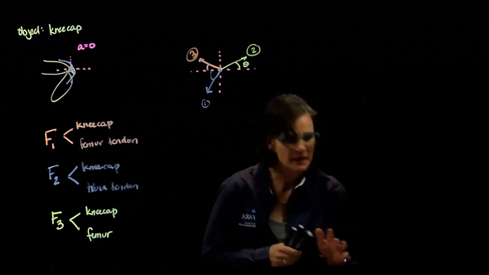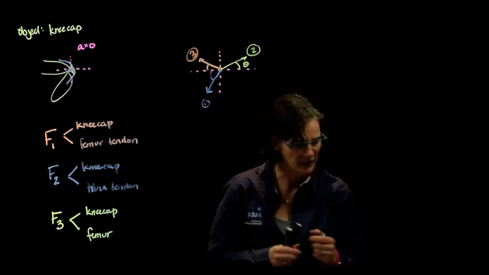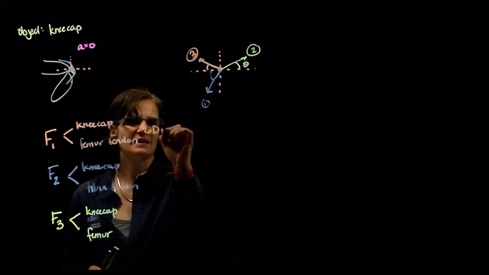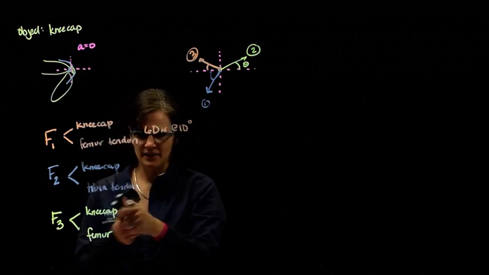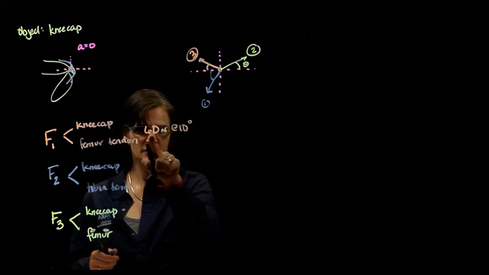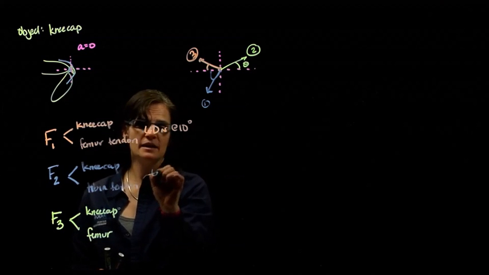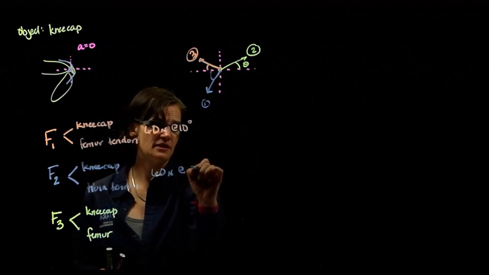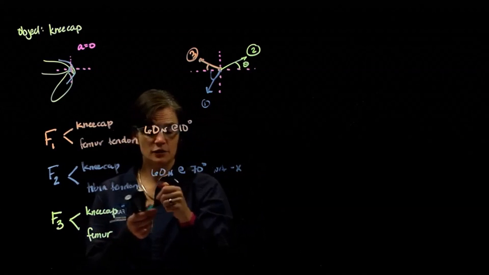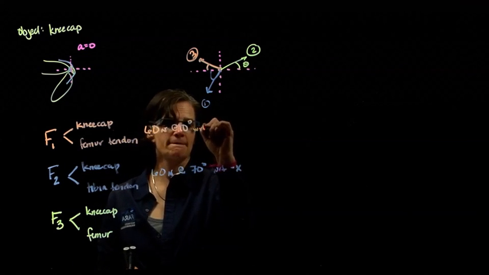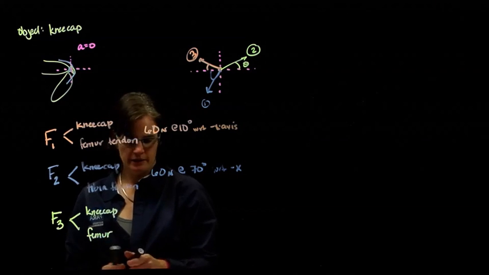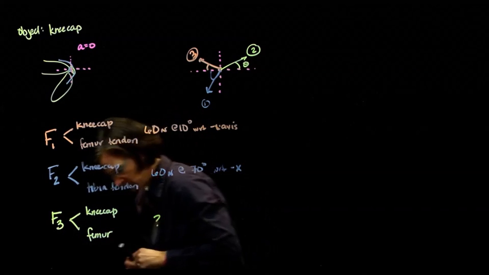Okay, and just to remember the problem, the kneecap and the femur tendon is at 60 newtons at 10 degrees. And the kneecap and the tibia tendon is also at 60 newtons, and it's at that 70 degrees with respect to the negative x-axis. Okay, this 10 degrees is also with respect to the negative x-axis. All right, and we have no idea about that one.